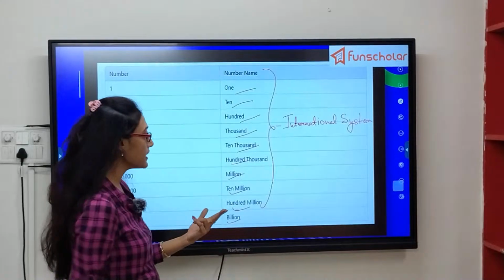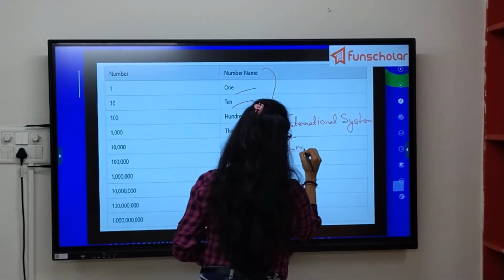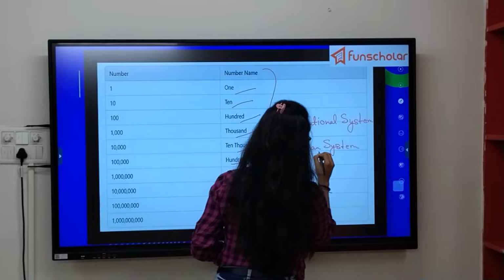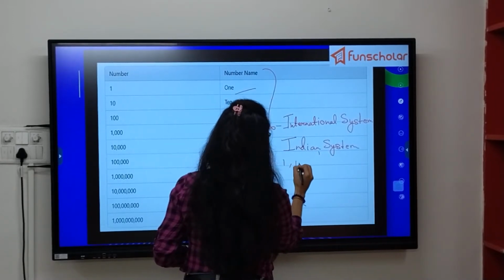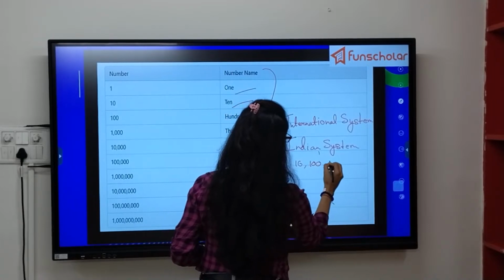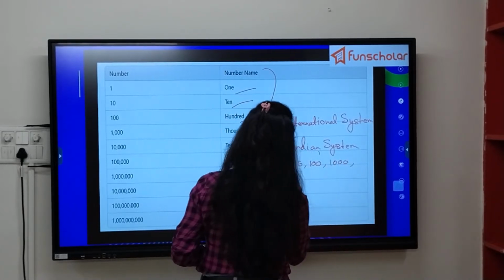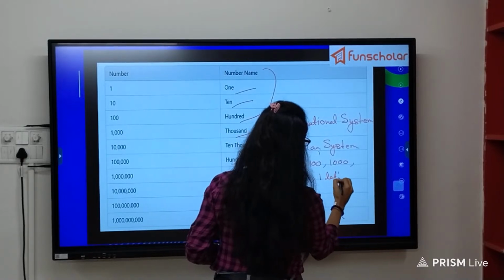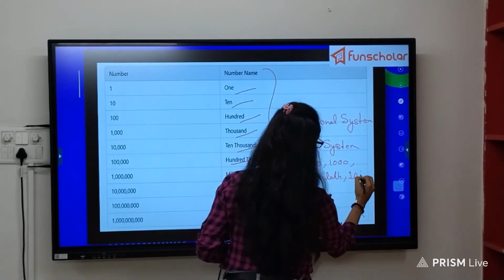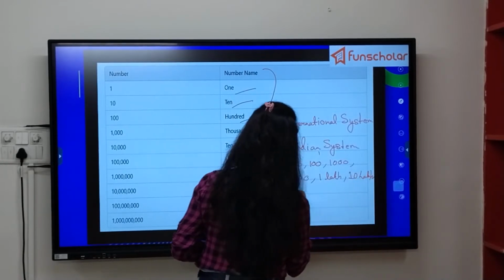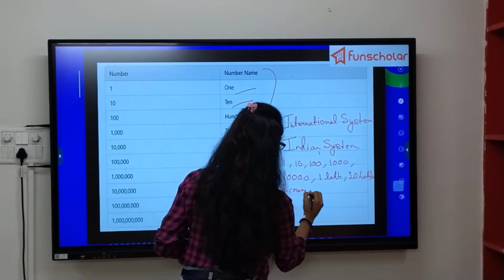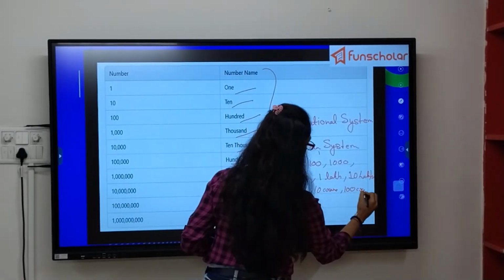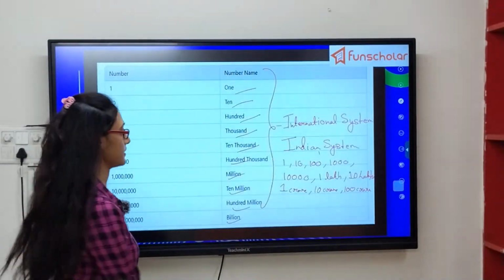So if it is in Indian system, then what will it be? 1, 10, 100, 1000, 10,000, 1 lakh, 10 lakh, 1 crore, 10 crore, 100 crore. Right? Okay.